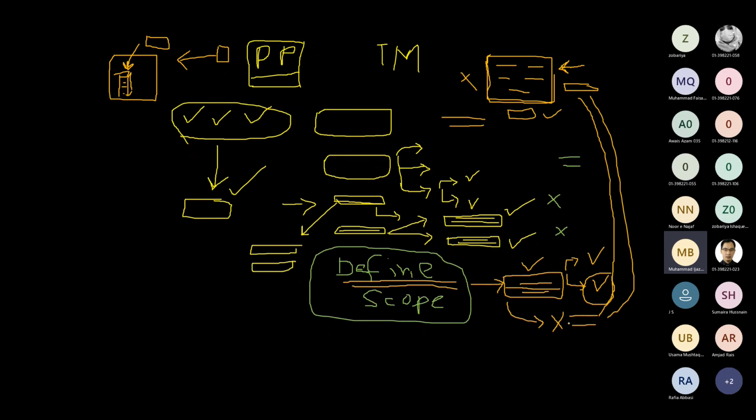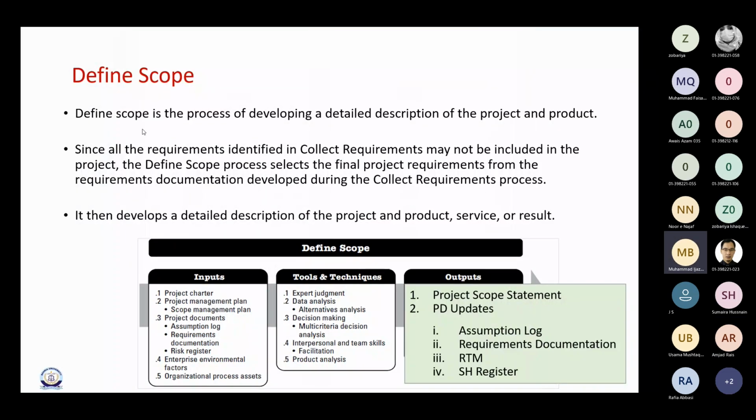If it is clearly written that this is not part of the scope, that team would be able to take a quicker and better decision. Is it clear? Yes, it's clear. Right. So our next process is defining the scope.